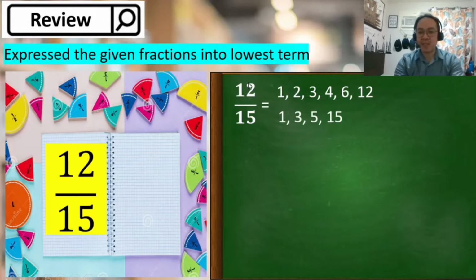So, to get the greatest common factor, try to look at the list. Ano yung pinaka-greatest common factor? When we say common, magkaparehas, meron si 12, meron si 15. So, the GCF is 3.